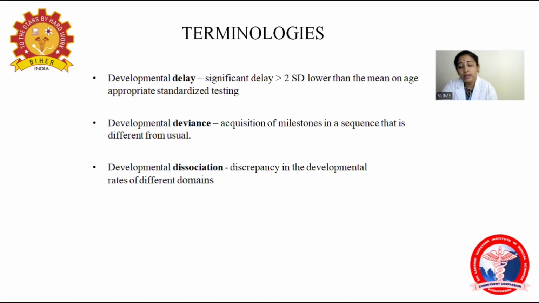Some children may start walking even before crawling, and that is an example. Another one is developmental dissociation. It is the discrepancy in the developmental rates of different domains.